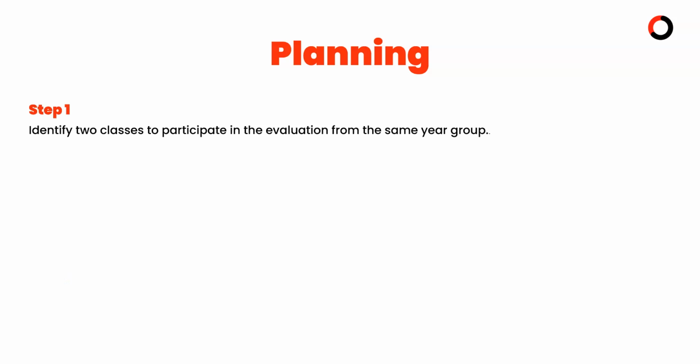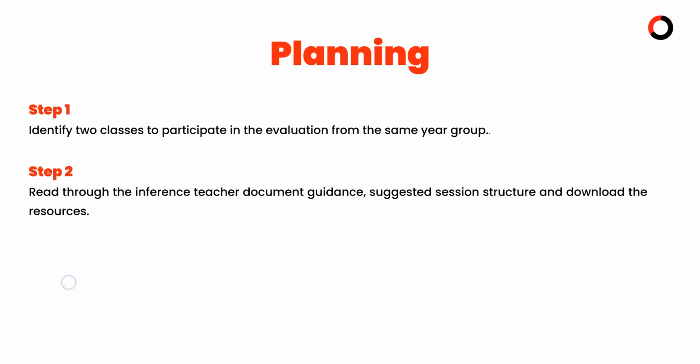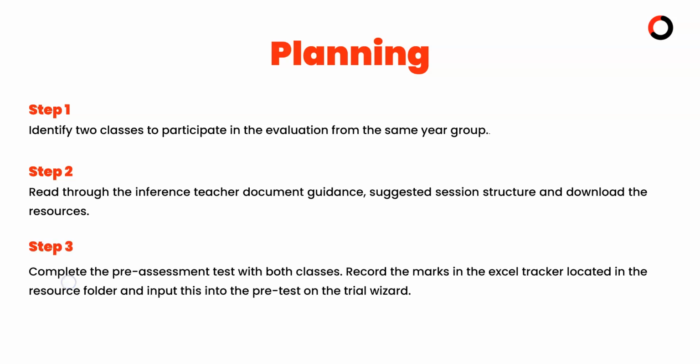So let's look at planning from a step-by-step approach. Step 1. Identify two classes to participate in the evaluation from the same year group. Step 2. Read through the Inference Teacher document guidance, suggested session structure, and download the resources. Step 3. Complete the pre-assessment test with both classes, record the marks in the Excel tracker located in the resource folder, and input this into the pre-test on the trial wizard. As you're using class level data, we advise that one teacher reads out the score while the other inputs this into the platform. It will speed up the process.